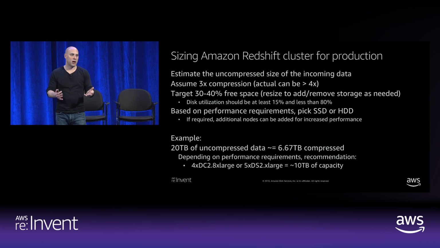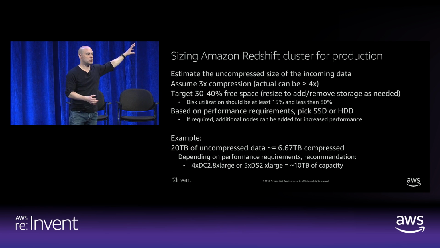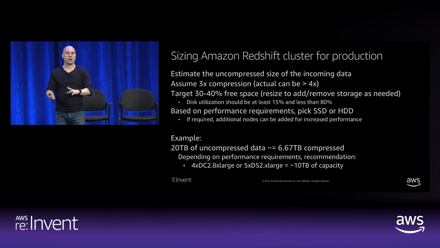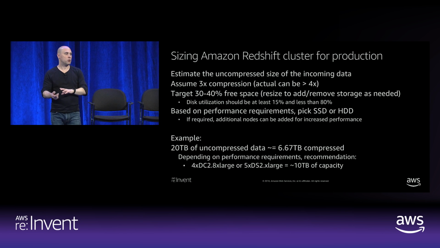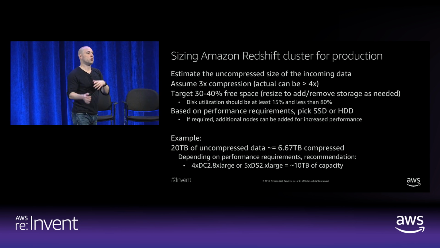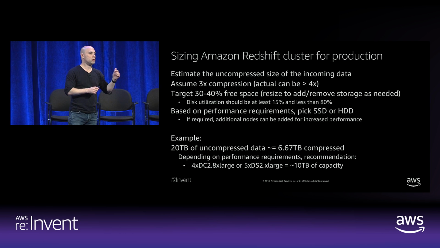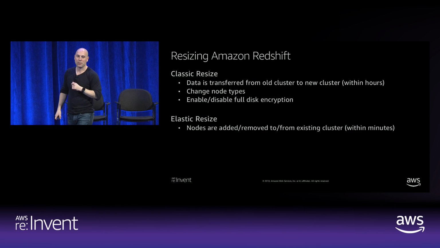Both of those give approximately 10 terabytes of capacity, and land us in that estimated sweet spot. If you end up getting better compression than you thought, you can resize. If the magnetic disks you started with weren't giving you the performance you needed, you can also resize into the other node type. And I'll talk about that right now.